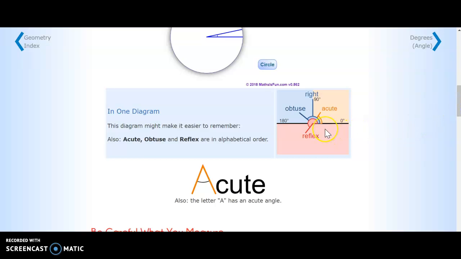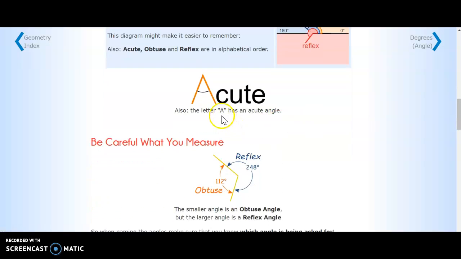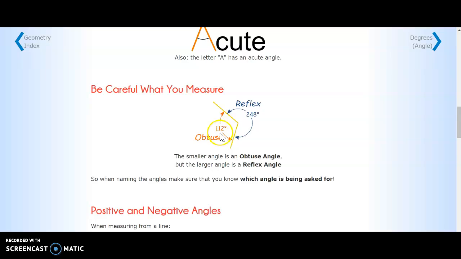So look, in one diagram here, we've got an acute angle, we've got a right angle, we go all the way around for an obtuse angle, and we've got a reflex angle that goes all the way from 0 degrees round to there. A way to remember acute: the letter A has an acute angle in it. Look, the pointy bit in the A has an acute angle in it, doesn't it? And you must be careful what you measure. If someone asks you to measure this angle here on the left, make sure you measure the obtuse angle. Measuring reflex angles is actually quite tricky.